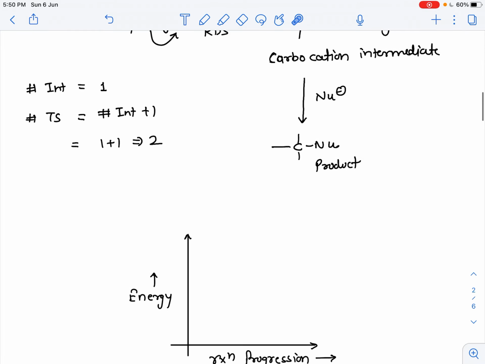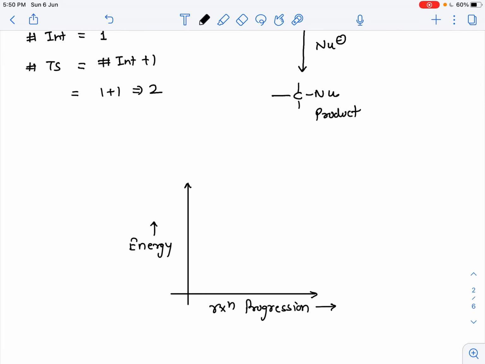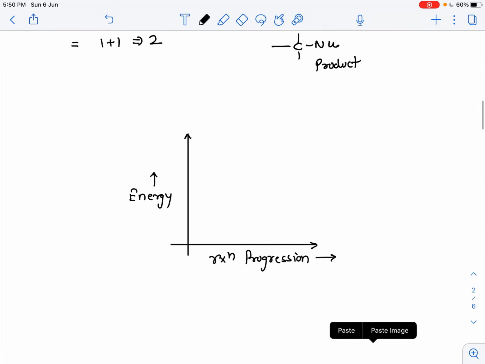So what will be the energy profile for this mechanism? See, let us consider these are the products. The products are starting from it. So one transition state, then the intermediate, and then the second transition state.